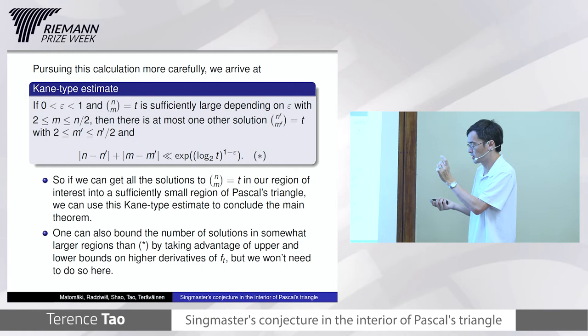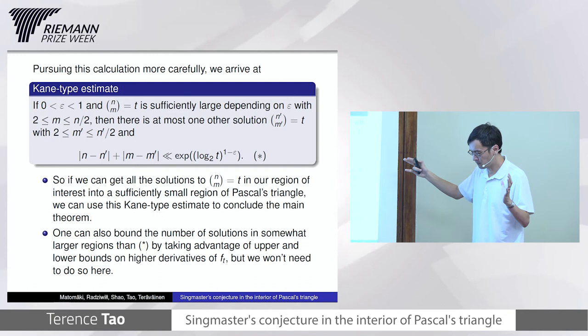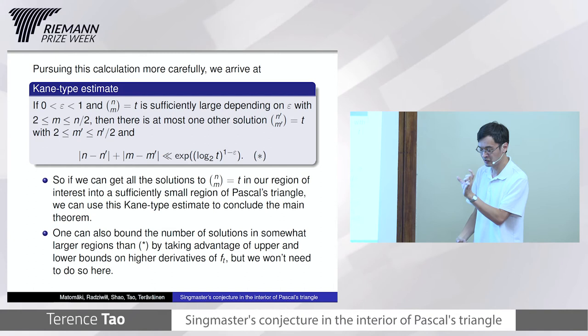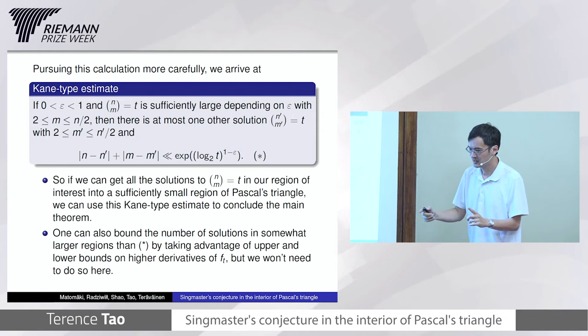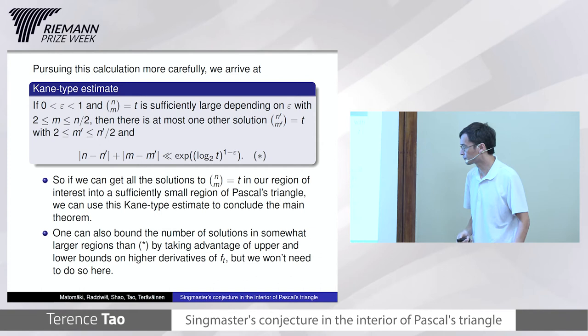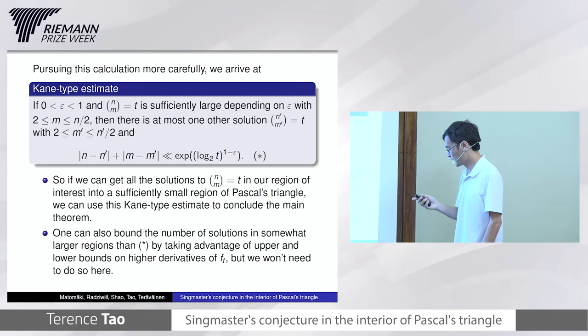So this is what the Archimedean approach tells you, that if you can localize all your solutions to a short interval, then the number of solutions remaining in the interval is at most two. So that's the Archimedean half of the argument. And the non-Archimedean half of the argument is devoted to making sure that all the solutions stay close to each other. Okay, so this is the Archimedean side of things.